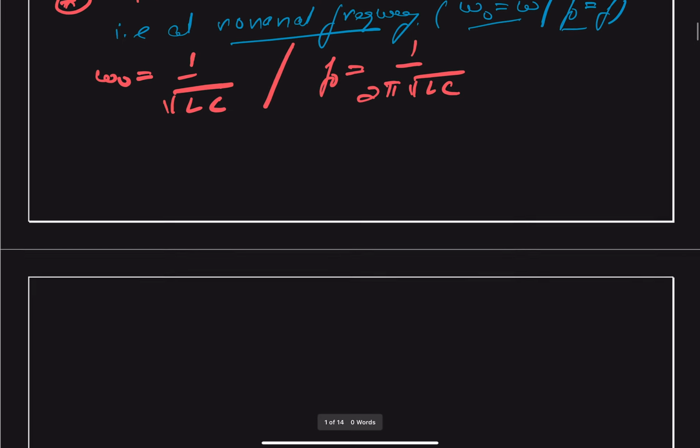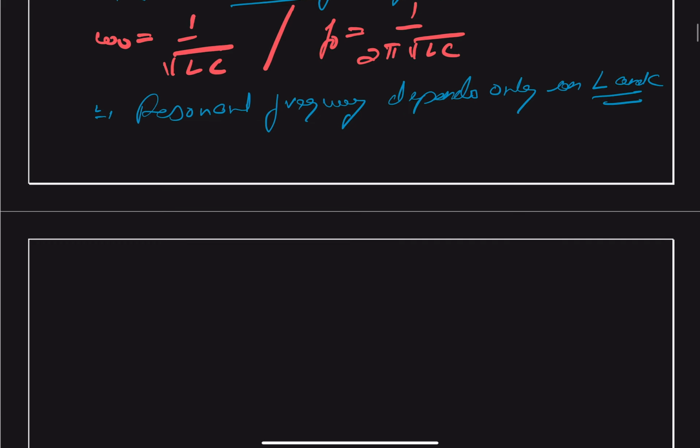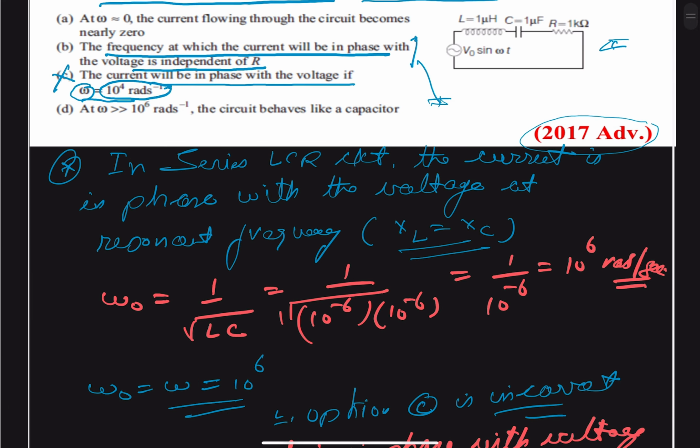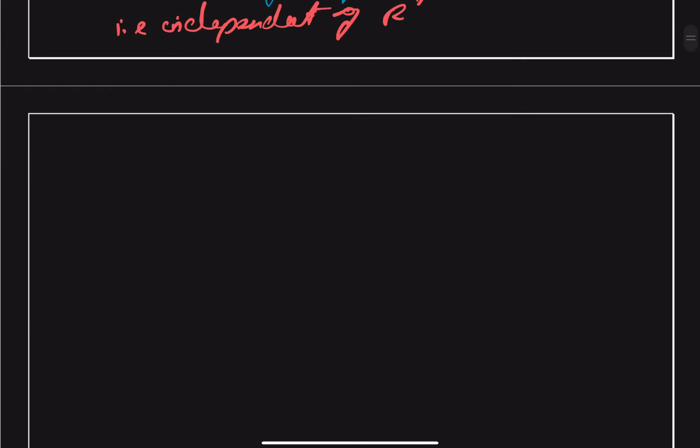So from here we can say that the resonant frequency depends only on L and C, that is independent of R. So this option number B is correct option. So you can say option B is correct.